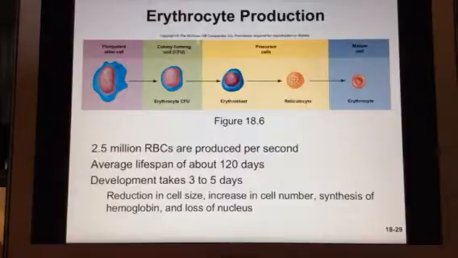Here is a close-up of the red blood cell lifespan, or production. Again, it starts from that pluripotent stem cell. Then the stem cells that are going to become erythrocytes can clump up into these colony-forming units. Then it goes through precursor cells, and finally the mature red blood cell called the erythrocyte. 2.5 million are produced every second, and each red blood cell has an average lifespan of about 120 days. That development process that you see in that image takes about 3 to 5 days.